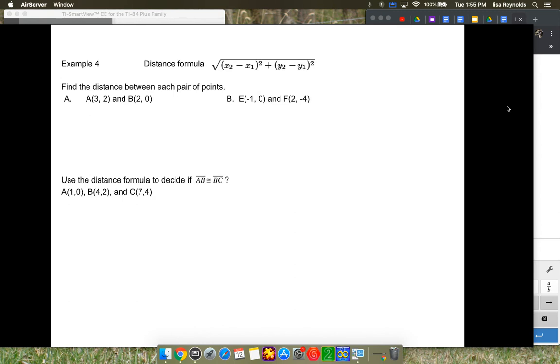So here are our examples. Each of the x's goes in the first parentheses, and our y's complete the second parentheses. In the ordered pair, our x's are the first numbers, and our y's are the second numbers. So when we go to fill in our formulas, we need to make sure we fill in with the correct information.